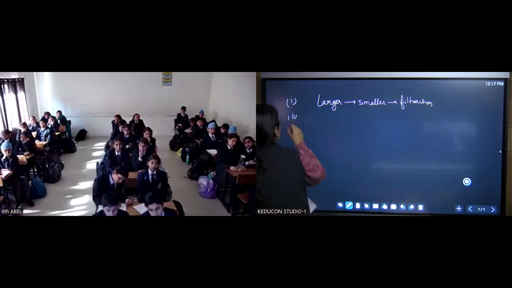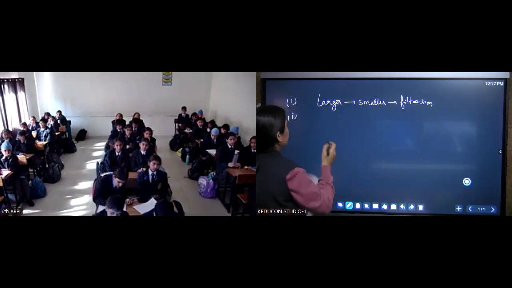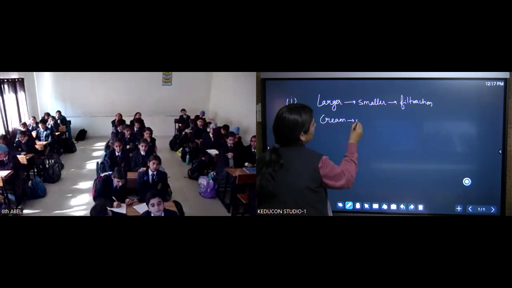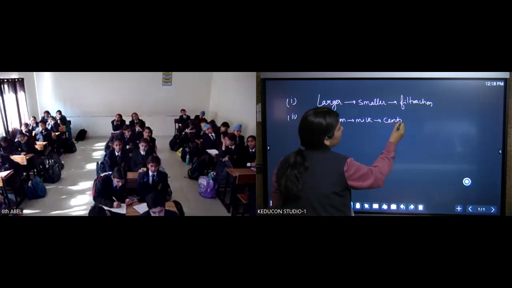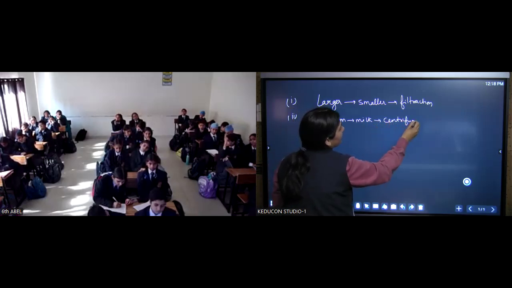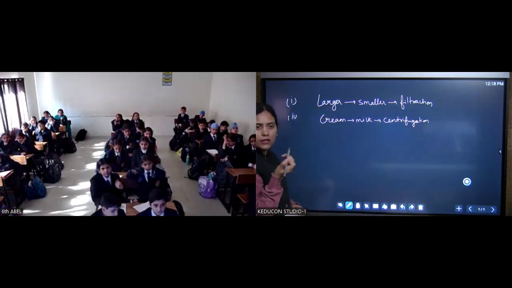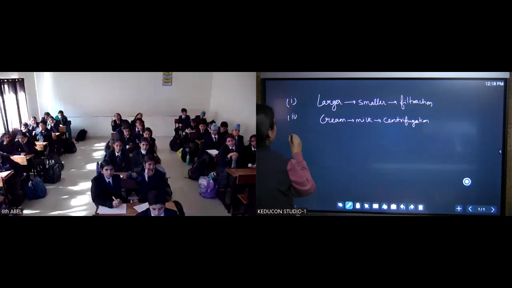Now the second statement is, cream can be separated from milk by centrifugation. So we need to separate cream from the milk, and for that we use centrifugation. Centrifugation means we are rotating it at high speed. ठीक है, बहुत जोर जोर से चला रहे, सबने घर पे देखा होगा कि कैसे क्रीम निकलती है, मलाई से मक्खन कैसे निकालते हैं. ठीक है, so that is centrifugation बेटा.